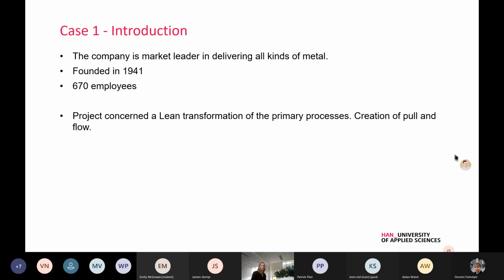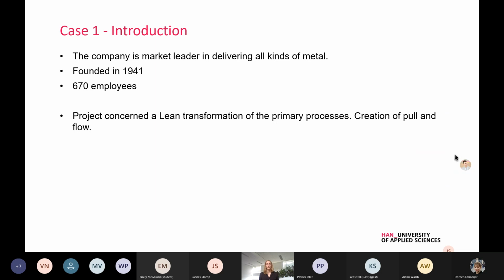Yes, thank you, Mitchell. So I would like to take you to the road that this company took in their way to lean and technology maturity. The company is, like Mitchell said, a metal wholesaler, and they offer an extensive range of steel, stainless steel, aluminium and non-ferrous products. They have more than 75 years of experience in this market, and they can be classified as a large organization. The project that we followed for a couple of months concerned a big lean transformation of the primary processes.